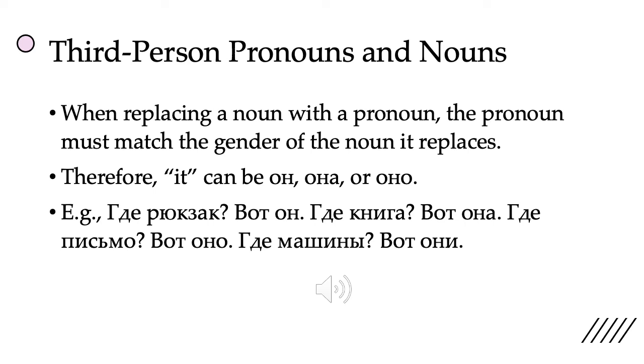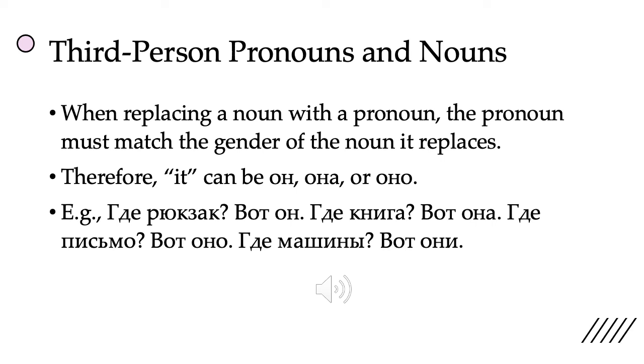Or if we wanted to say где письмо, where is the letter, that's neuter, so we say вот оно, here it is, and that means both that it in the sense of it is neuter, and it in the sense of an inanimate object that in English we just call it. Or где машины? Where are the cars? Вот они. There they are.